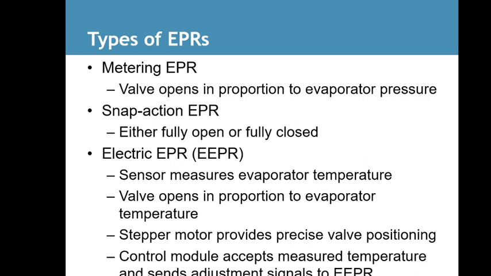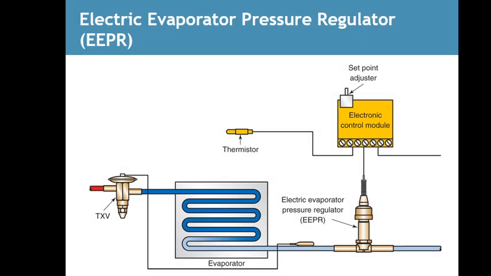Types of EPRs. Metering device, opens in proportion to the evaporator pressure. Snap action, either fully open or fully closed. Electronic, sensor measures evaporator temperature. Valve opens in proportion to evaporator temperature. Stepper motor provides precise valve positioning. Control module accepts measurements and temperature and sends adjustment signals to the EPR. Here's an electric evaporator pressure regulator.